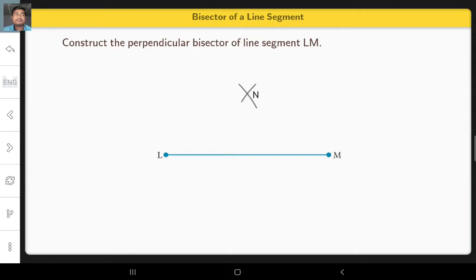Now, taking L and M as centers and using the same radius, draw two arcs intersecting at point O below LM. The line NO is the required perpendicular bisector of line segment LM, bisecting it at X. Here, NO is perpendicular to LM and LX equals XM.